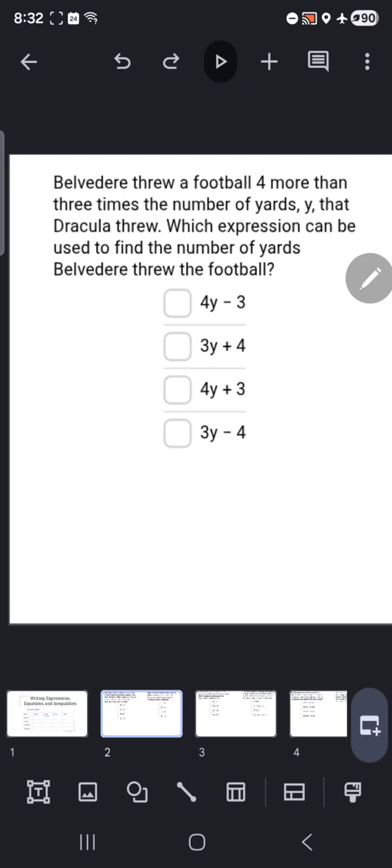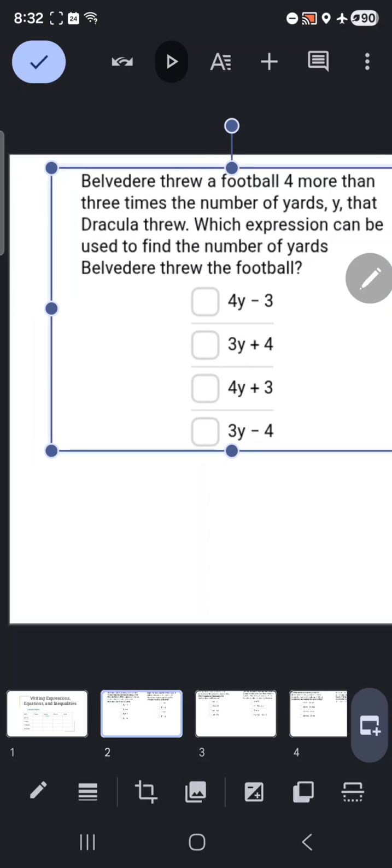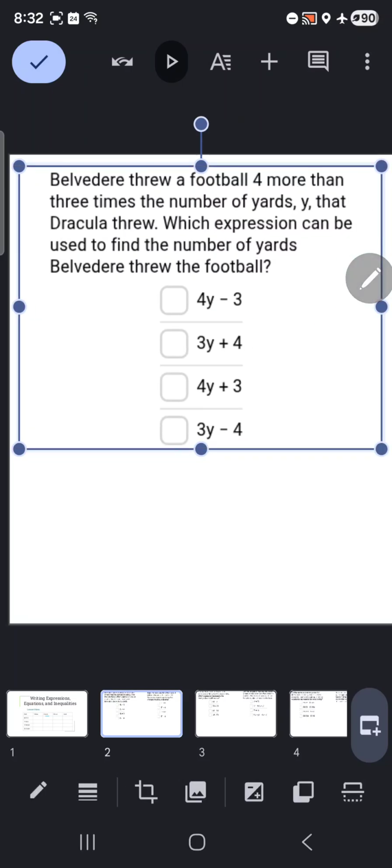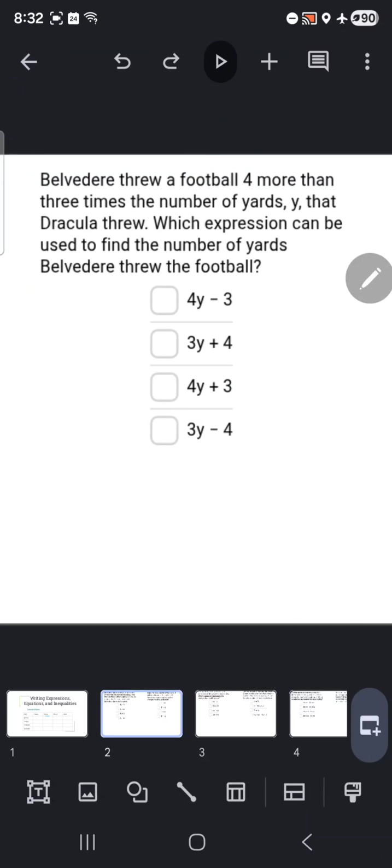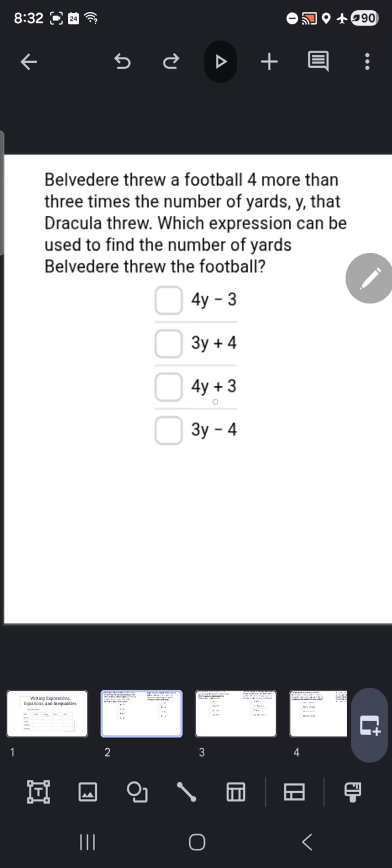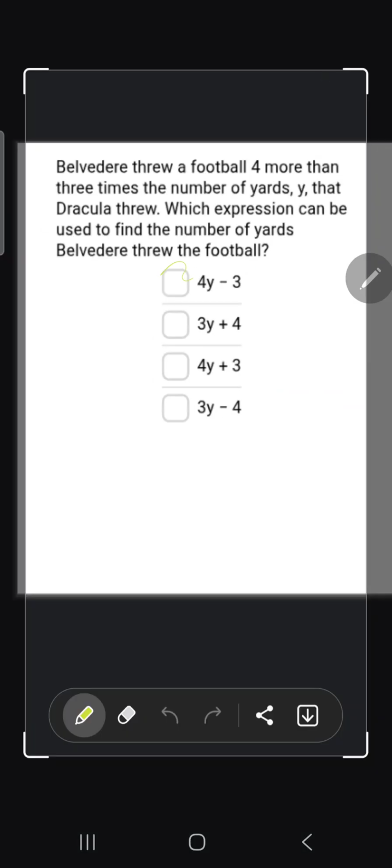So Belvedere threw a football for more than 3 times the number of yards. So we look at "for more than" being addition. We're taking a look at for more than 3 times a number, and the number is y. So we would have to see 3 times y. If I'm looking at the problems here, I'm looking for something that has 3 times y. Well, there's 2 of them that have 3 times y, so I can eliminate the 4 times y's, as they won't be choices.